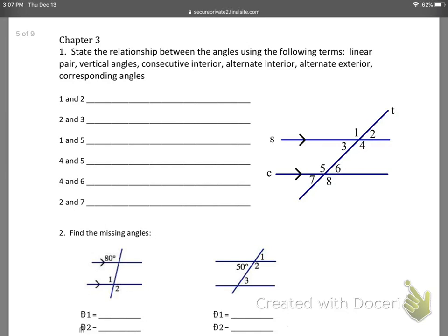So they're always in the same spot in relation to their position with reference to the transversal and the parallel line. Let's get started on what we're going to be recognizing. Angles 1 and 2, which are right here, are a linear pair. Then angles 2 and 3. We'll change color a little bit. So 2 and 3 are here and here, they're across from each other, and they cross over a vertex. So those are vertical angles.